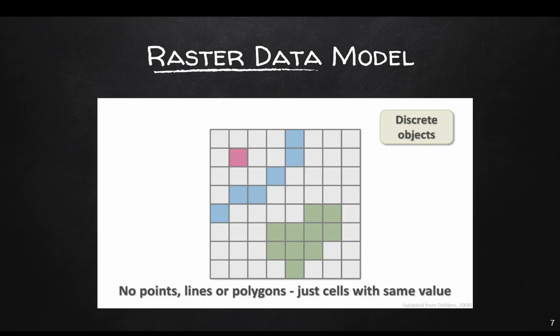So here's our raster data model that models our trees, streams, and parks. Which model do you think more accurately represents the real world? The vector data model or the raster data model?